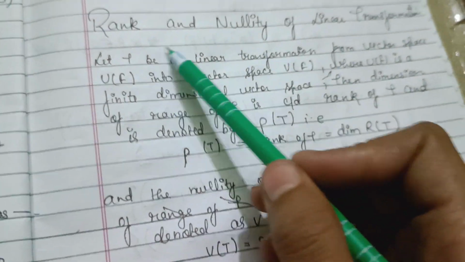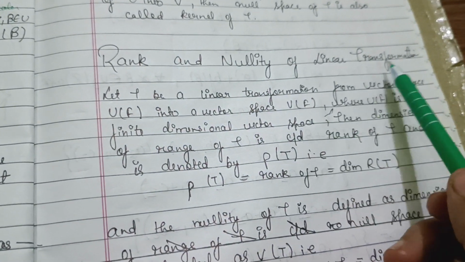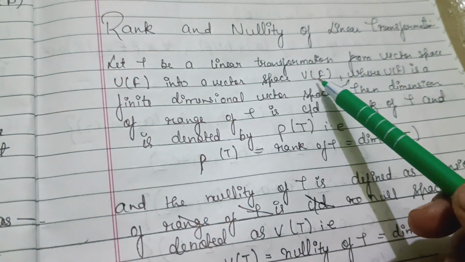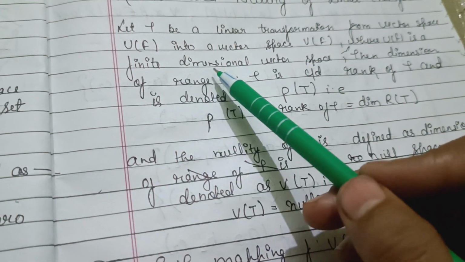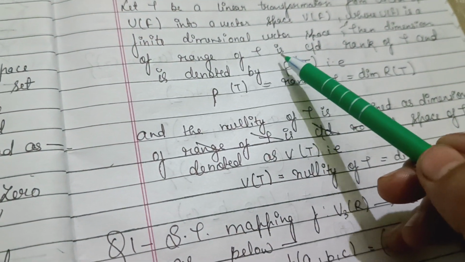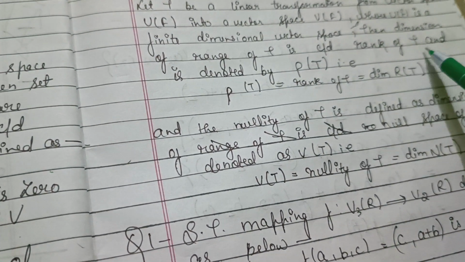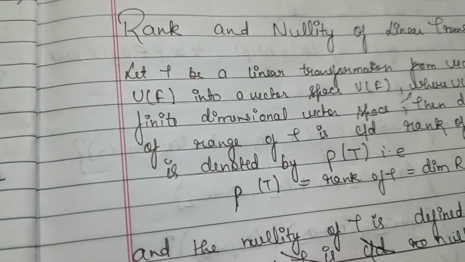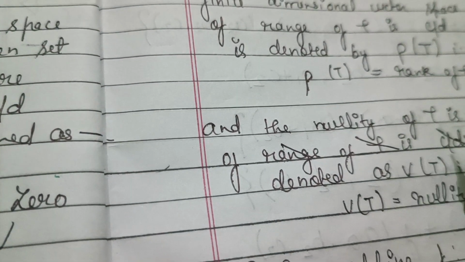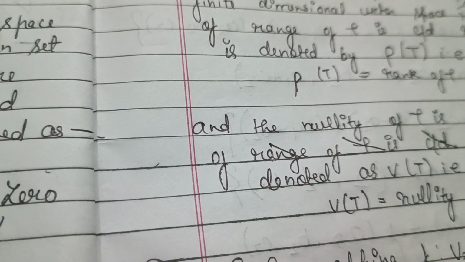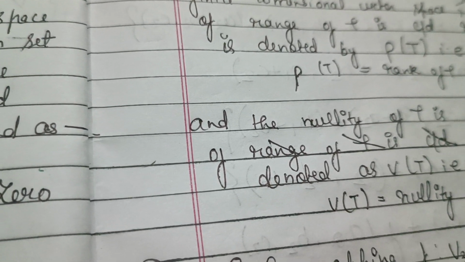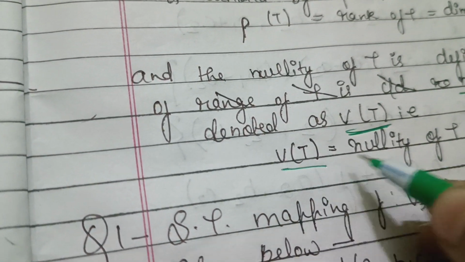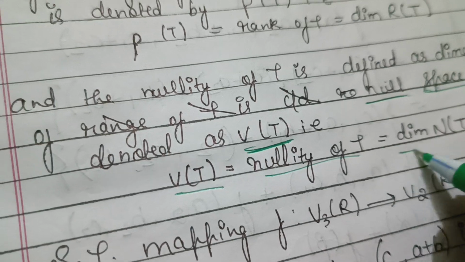Now what I was telling you, there is the rank and nullity of the linear transformation. Let T be a linear transformation from a vector space U(F) into a vector space V(F), where U(F) is a finite dimensional vector space. Then the dimension of the range of T is called the rank of T, denoted by rho(T). That is, rho(T) = rank of T = dimension of R(T). And the nullity of T is defined as the dimension of the null space of T, denoted by nu(T). That is, nu(T) = nullity of T = dimension of N(T).